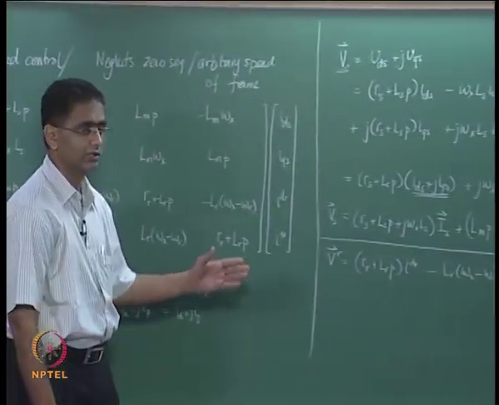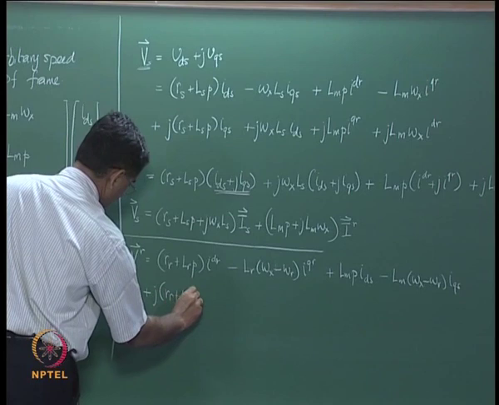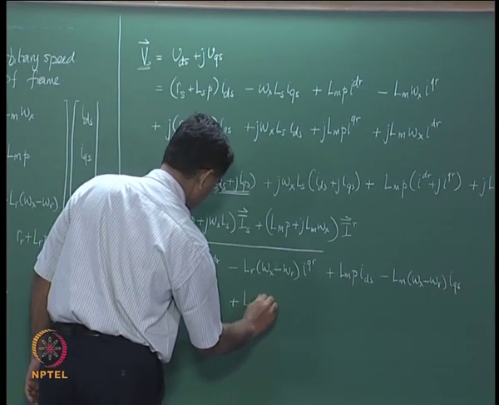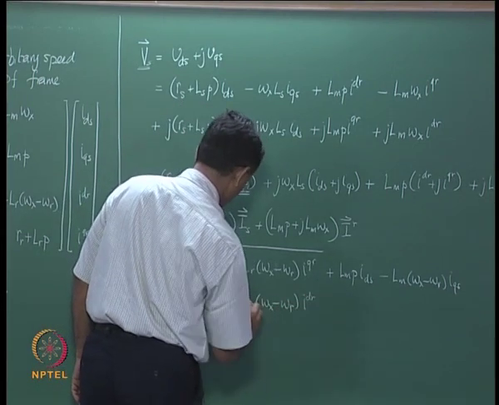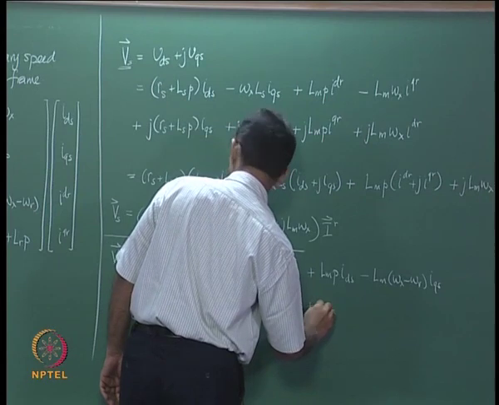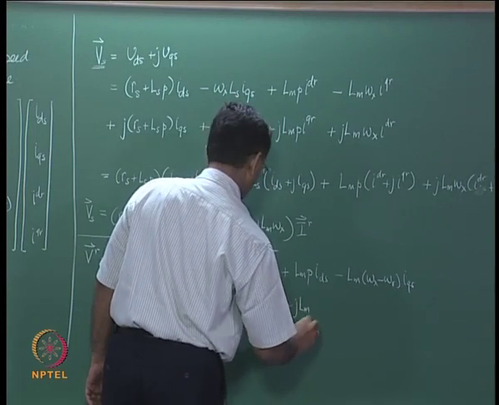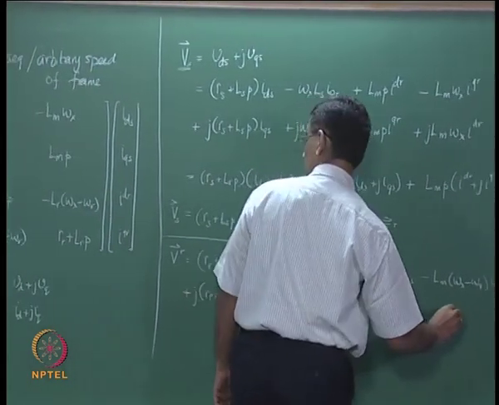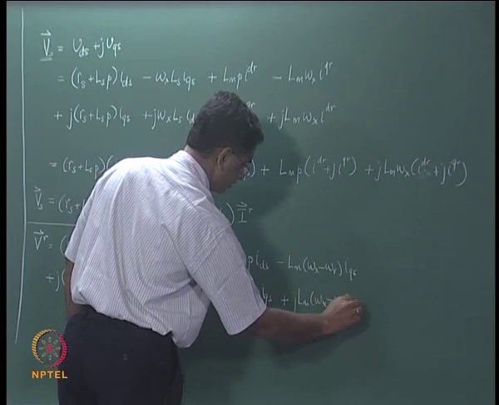So, this is the first term Vdr, and then you add J times the second term, that is Rr plus Lrp into Iqr, and plus Lr into omega x minus omega r multiplied by Idr, this is J, and then you have plus J times Lm into P into Iqs, and then plus J times Lm into omega x minus omega r into Ids.